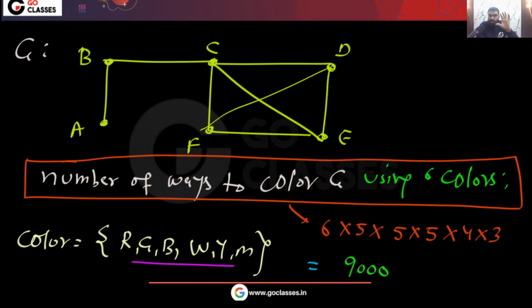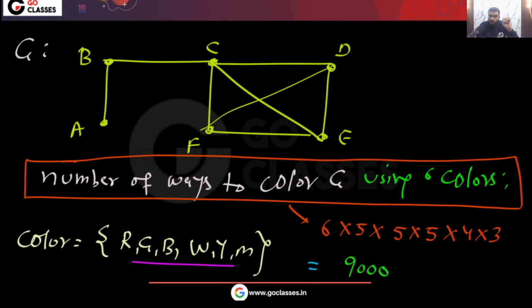This type of question, where you have to calculate how many ways there are to color a graph, is not asking for the chromatic number, it is asking how many ways there are to color the graph. This type of question has come in the TIFR exam 3 times, and definitely in the future this question will come in the GATE exam also. So this was a simple question.